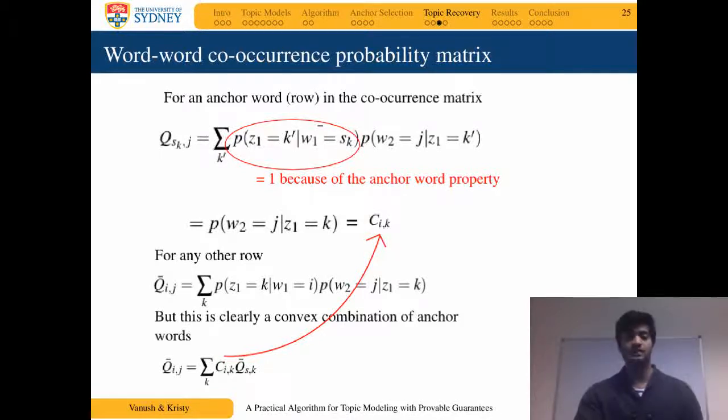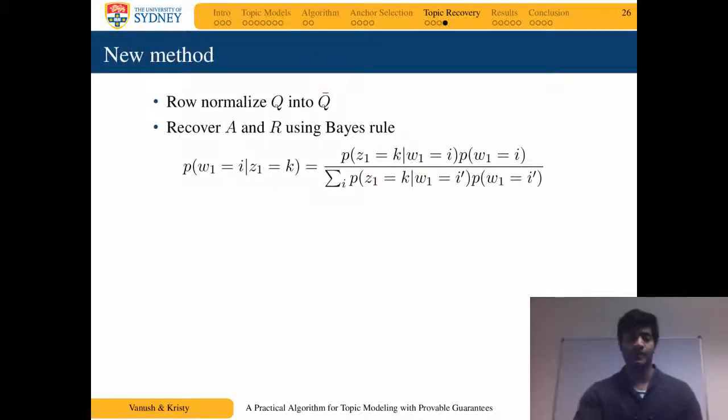So this simplifies to the probability of a word given a topic. But for any other row, this probability isn't 1, so it remains at this equation. Since this is a convex combination of the anchor words, we can simplify it down to this sum instead. So now we have gone through some of the equations, we are able to understand the algorithm presented.